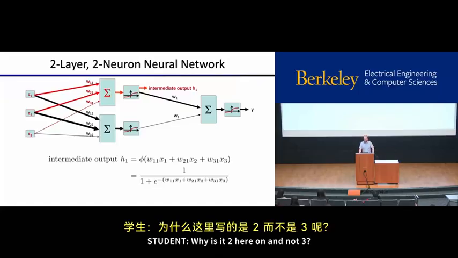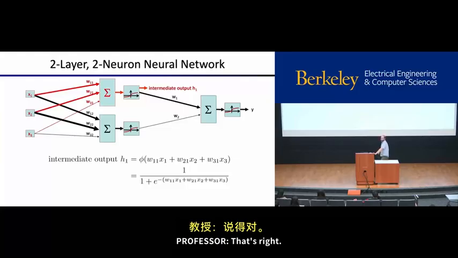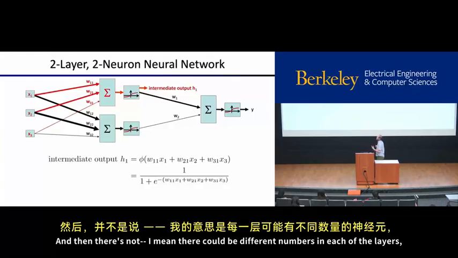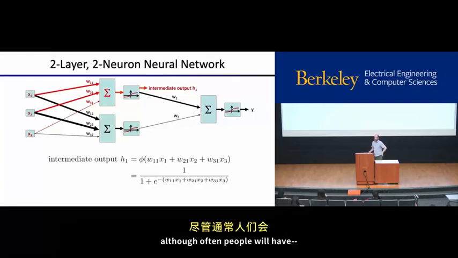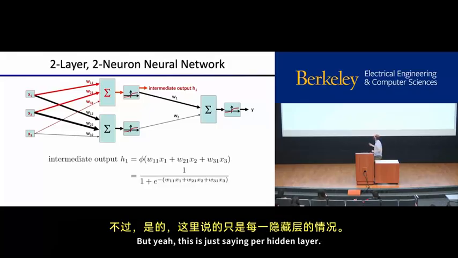Why is it 2 neurons and not 3? Is the one layer not? That's right. Obviously, I'll show you ones with more layers, and there could be different numbers in each of the layers, although often people will have the same number of neurons for most of the layers. But this is just saying per hidden layer.